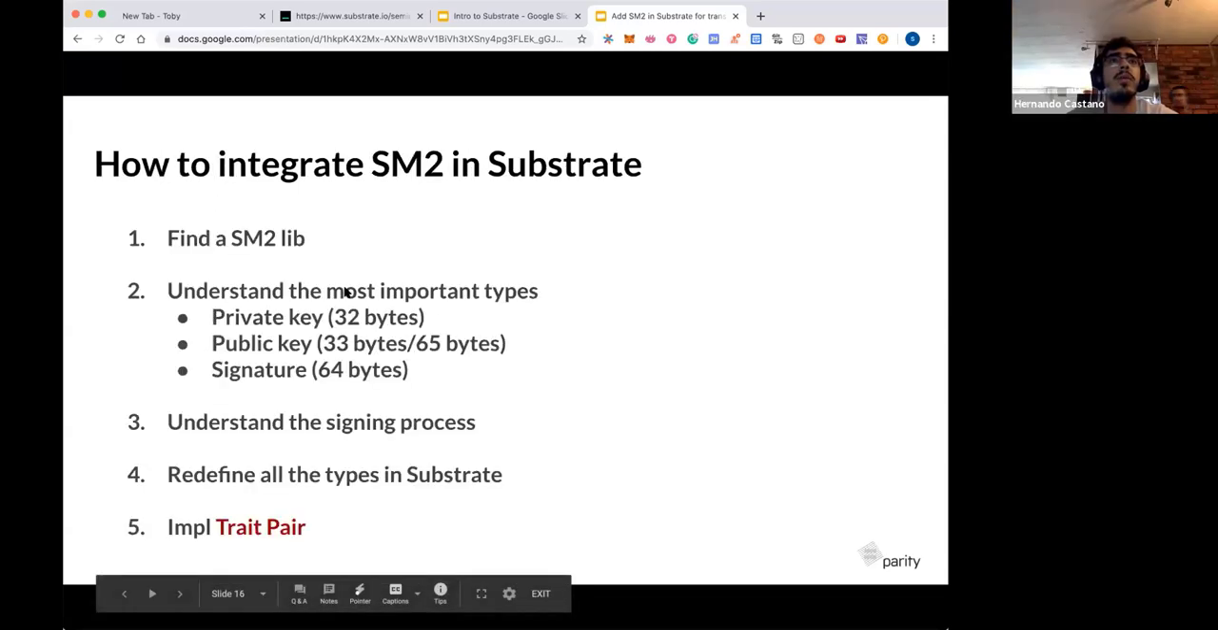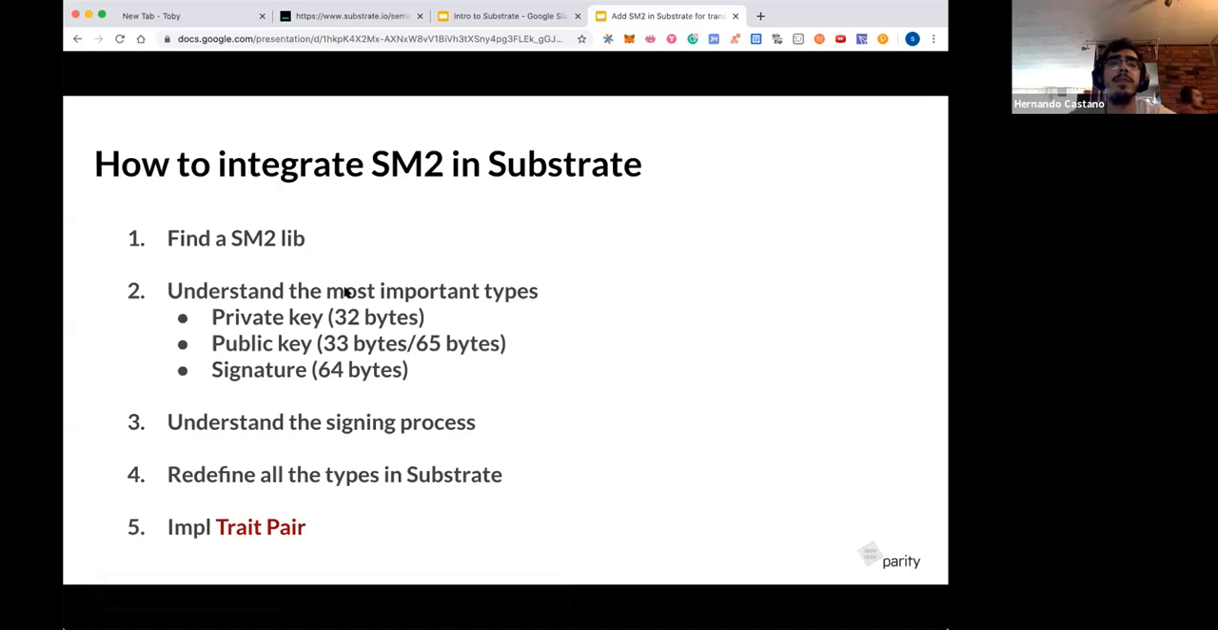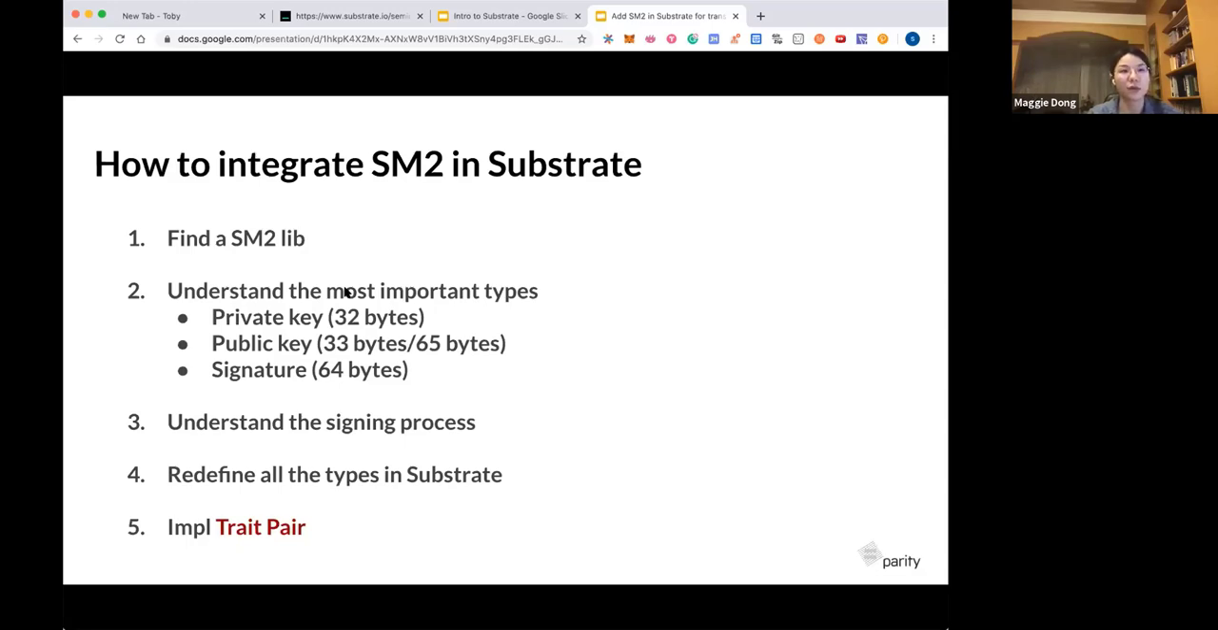Question: What are the advantages of using SM2 versus ECDSA? That's a great question. As I know, there's no difference between SM2 and ECDSA. If you want to develop a blockchain in China, you are only allowed to use the Chinese standard crypto algorithm like SM2. And if you want to develop a consortium chain in other countries, you will adopt their own standard crypto system.